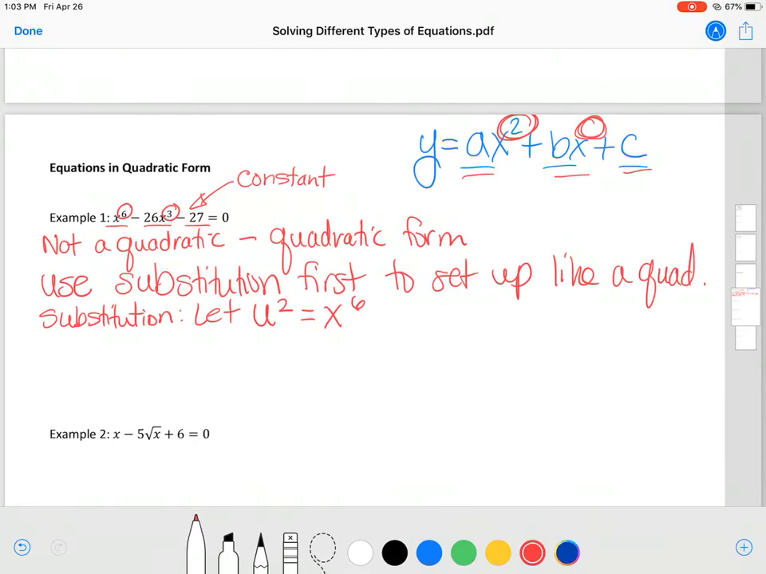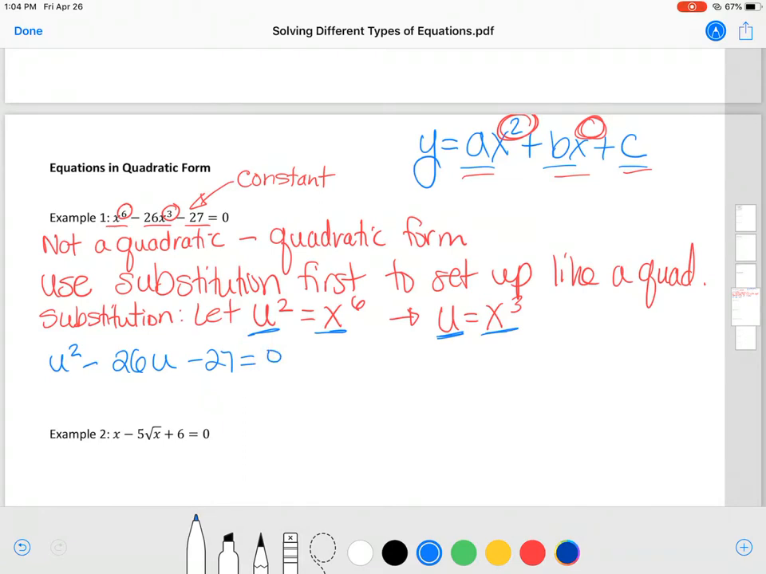Okay, well, if u squared is equal to x to the 6th, then I can square root both sides to solve for u. If I square root both sides, I get the square root of u squared to get u, and then I get the square root of x to the 6th to get x to the 3rd. So now I'm going to rewrite this equation with u's instead of x's. Where I see x to the 6th, I'm going to replace it with u squared. So I have u squared. And when I see x to the 3rd, I'm going to replace it with u. So I have minus 26u. And then I have minus 27 is equal to 0.